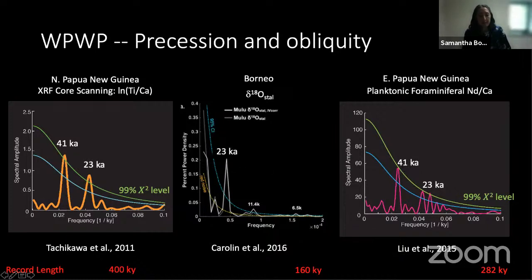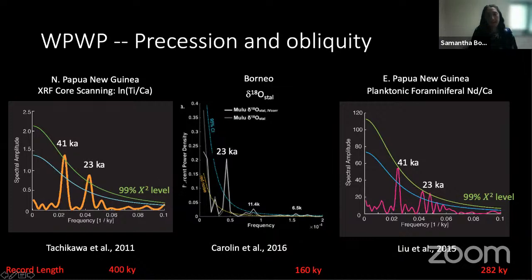And so what we see, at least in their power spectra, is that all 3 of these records, regardless of proxy and their precise location in the warm pool, show significant power at the precession timescale, at the 23 kiloyear cycle. And then 2 of the 3 indicate obliquity may exert an influence on rainfall in this part of the world as well. Notably absent from all 3 of these is a glacial-interglacial or eccentricity signal.